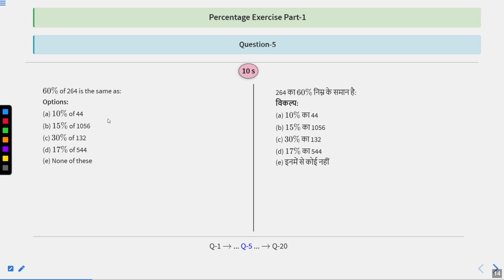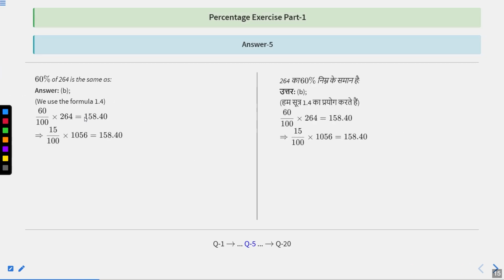The question is: 60% of 264 is the same as. There are 5 options. You need to try to solve this question in 10 seconds. Your time starts now. Now the time's up. We see the solution. 60% of 264. Then we use formula 1.4. 60 upon 100 multiplied by 264. We get the answer 158.40.